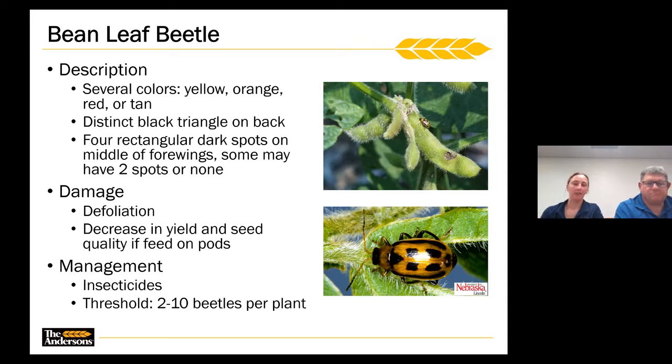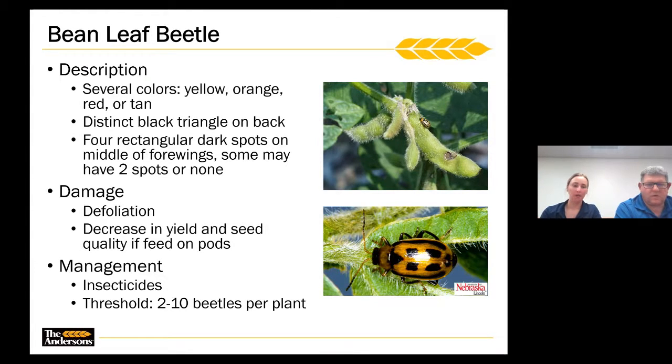And then we have the bean leaf beetle. These guys can vary in colors from yellow, orange, red, or tan. And then they also have some spots. Might be 2 spots or might be 4 spots. But what is going to be the distinguishing factor on a bean leaf beetle is going to be that triangle on the back right behind the neck area. So if you are looking for bugs and you see a few different variations of these, just make sure that you're looking for that black triangle to properly identify the bean leaf beetle.